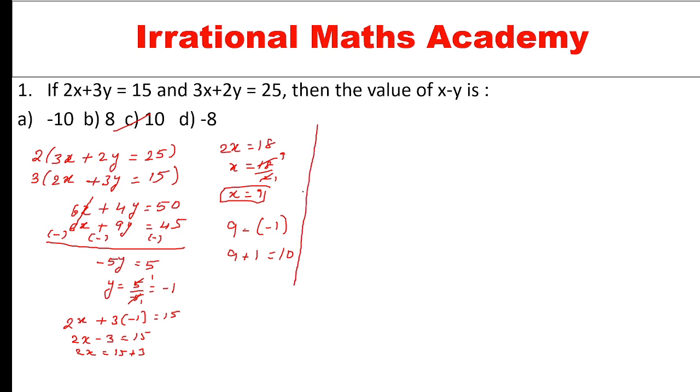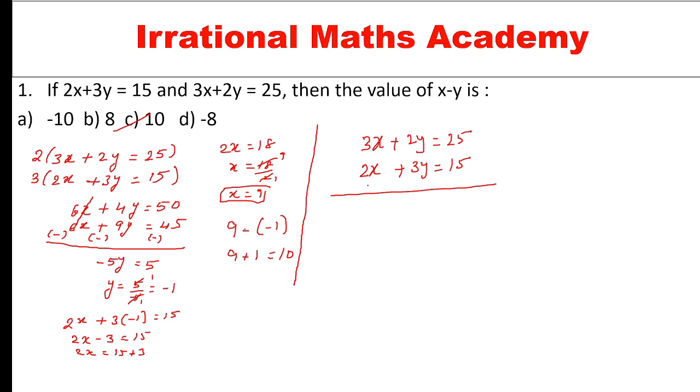Another method. Whenever they ask you x plus y or x minus y, in this case, instead of doing this one, because it is for 1 mark or 2 marks, there is no need to spend a lot of time on this one. So look here now. 3x plus 2y equal to 25 and 2x plus 3y equal to 15.